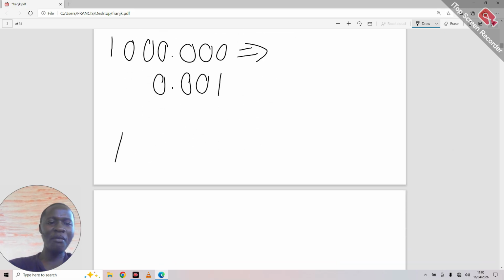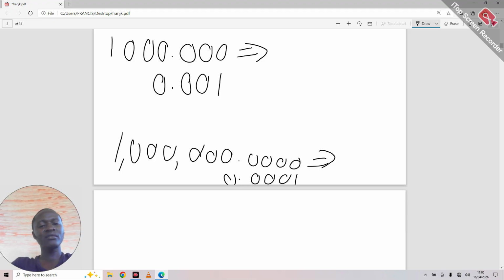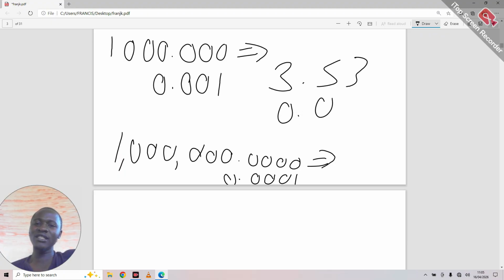How about 1 million point 0000? The accuracy there will be 0.0001. I hope up to that point you can get the accuracy for an individual number. For example, what is the accuracy in 3.53? The accuracy is 0.01.